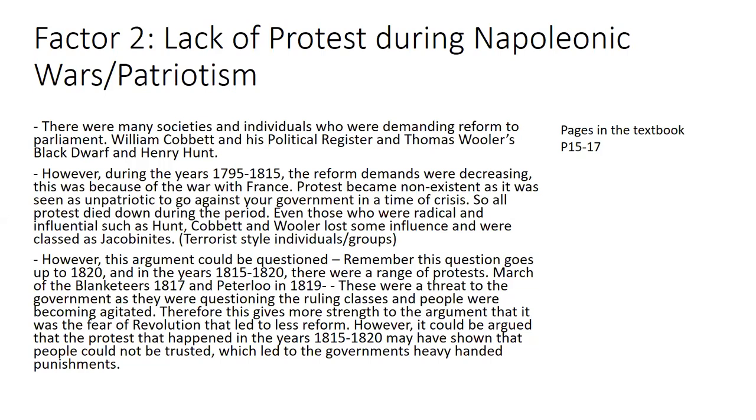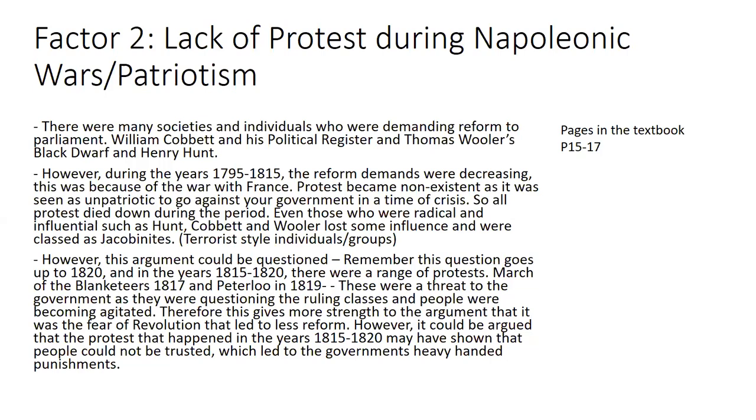But the third bullet point here is introducing some argument into this. This argument can be questioned, because during this whole time period, if you look at the question, it goes up to 1820. And we know that in the years 1815 to 1820, there were a range of protests. So can you really say that there was a lack of reform because protest wasn't happening? For a big bit of the time period, yes.